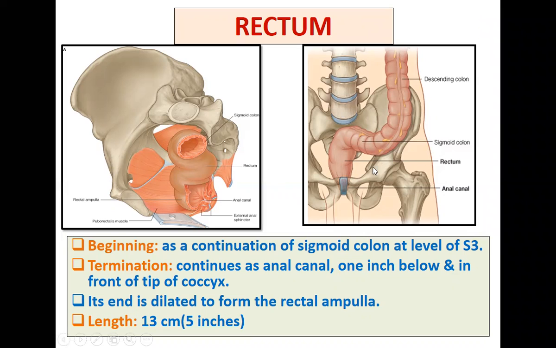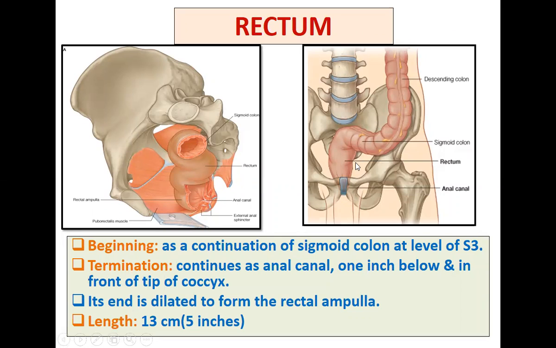One is the rectum here. So here you can see, appreciate the rectum. This is the rectum here after the sigmoid colon. Beginning as a continuation of the sigmoid colon at the level of S3, it terminates by continuing as the anal canal, 1 inch below and in front of the tip of the coccyx.